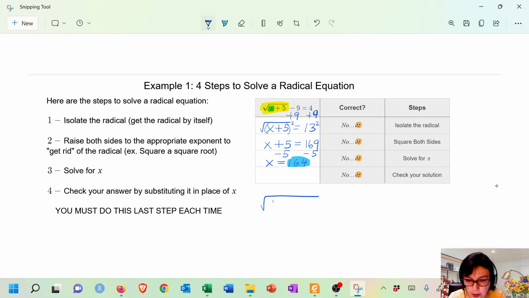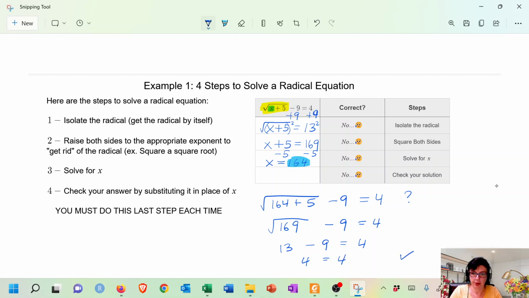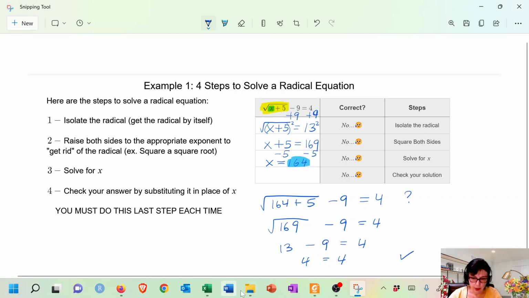So I will get 164 plus 5 under the root, subtract 9. Is that equal to 4? Yes or no? So 164 plus 5 is 169. And the square root of 169 is 13. You can check that on the calculator. So 13 minus 9 is 4, and 4 equals 4. So that means this is correct. Okay, so I know I got it right.